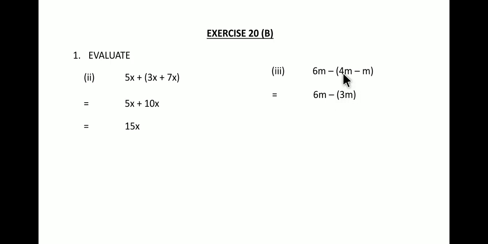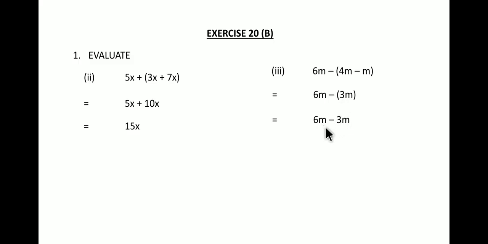Just remember that when the signs are different, over here 4m inside the bracket has no sign in front, means it's positive, and this is minus. So plus and minus means different signs, so we subtract. 4m minus m gives us 3m. Now this is a plus 3m which is inside the bracket, and there is a minus sign in front, so this plus 3m will change into minus 3m.